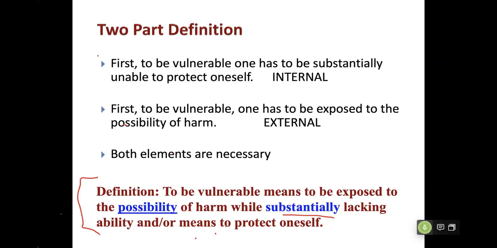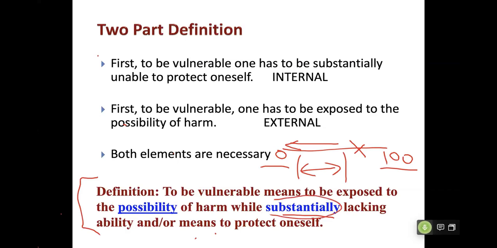So what I'm trying to say is, if we have a scale from 0 to 100, and 0 is complete vulnerability, and 100% is no vulnerability, we're all humans. Most of the population may be on that point on the scale, but a lot of people are below that. So we're concerned about people who lack substantially the ability to protect themselves.